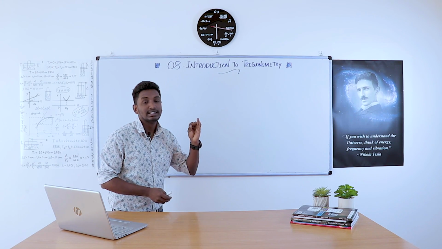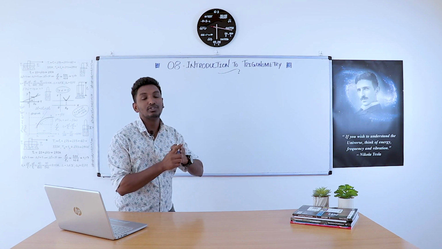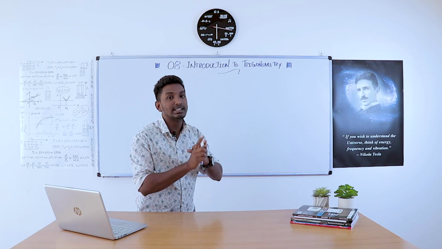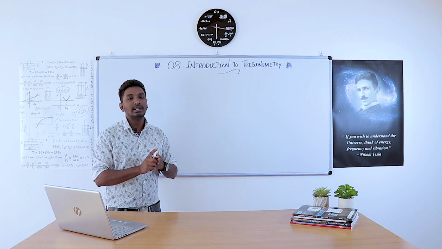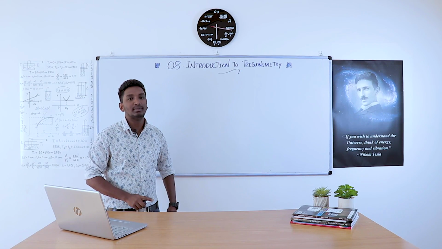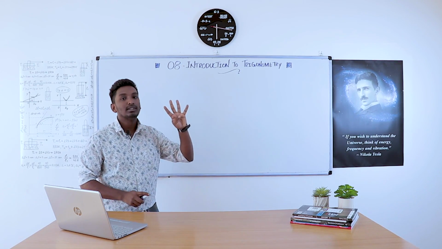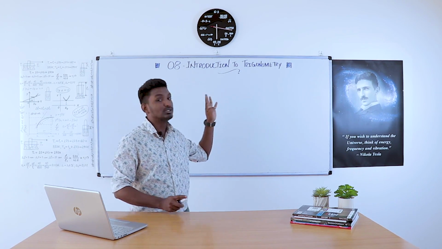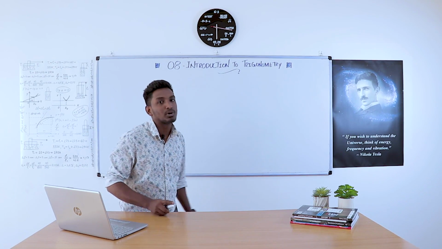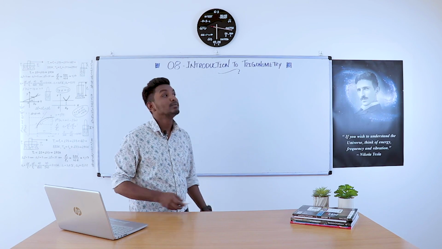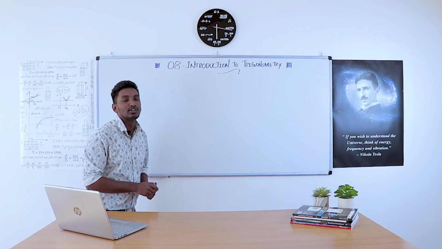Second one is how to find trigonometric functions from a triangle. Third one is trigonometric ratios of specific angles. Fourth one is trigonometric identities. These are the four topics we need to study here, and based on these four topics we need to solve a number of problems. Okay, so I am starting the basics of trigonometry.